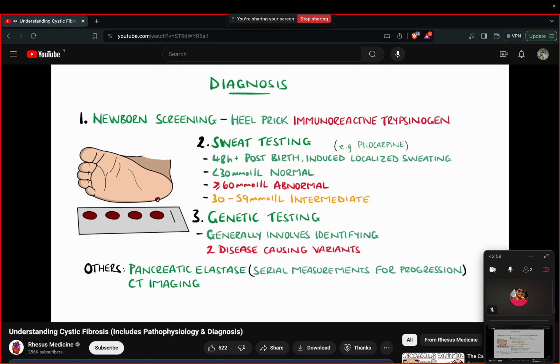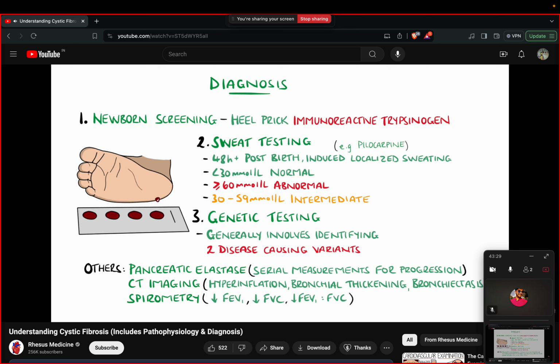Imaging can involve the use of CT, typically done routinely every 1 to 2 years, but also at times of exacerbations, with findings ranging from hyperinflation and bronchial wall thickening to bronchiectasis. Pulmonary function tests involve spirometry, done routinely 4 times a year in those beyond 5 years of age. There is typically a reduction in forced vital capacity and forced expiratory volume in 1 second, as well as the FEV1 to FVC ratio.